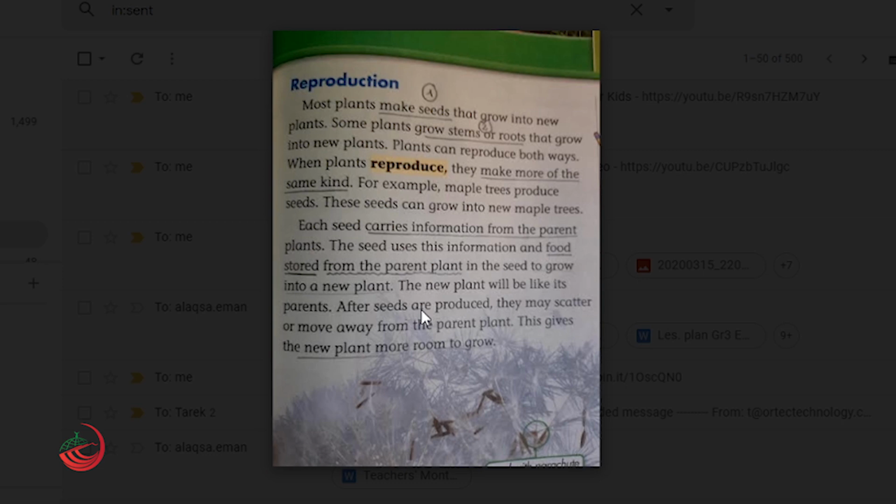Okay, so when plants reproduce, they make more of the same kind. And the baby plant will be like its parents, which is normal. For example, from where did you get your hair color? From your mother or your father, or maybe your uncle or your aunt. From where did you get your eye colors? You took it from your mother or father, from your parent. This is what happens to the seed. The seed carries information from the parent plants. Also, in the bean, the food is stored from the parent plant. In the seed itself, there is food that is stored from the parent plant.